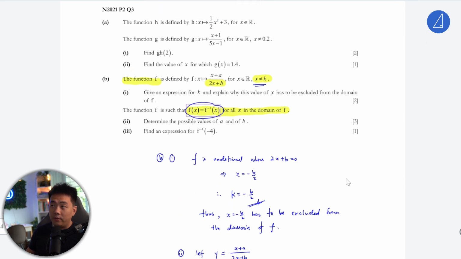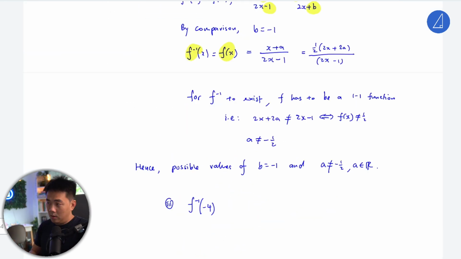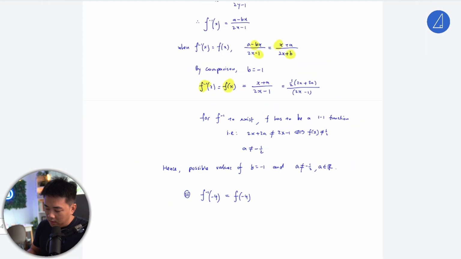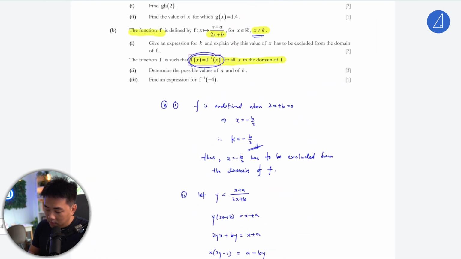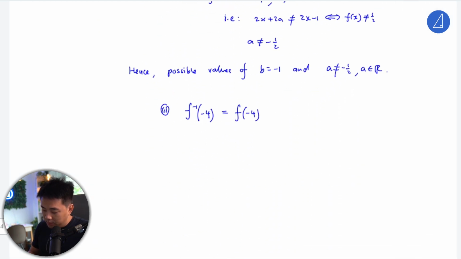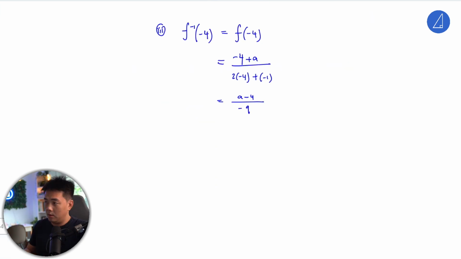Find the expression for f inverse of -4. I think this is pretty okay. What we need to understand is f inverse of -4 is just f of -4, because the equality still holds true, right? Then what we need to do is just put the value in. So this is the expression here. I could just multiply, we call it -1 on top. Okay. So this is how I do this question proficiently.